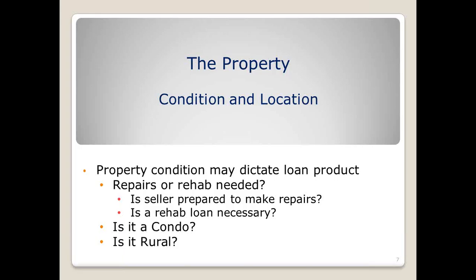Is it rural, meaning is there acreage involved? Because after so many acres, depending on the program, the loan may not be eligible for that financing. And if it's rural, does it have a cistern? In many cases, a cistern is not an acceptable source of water, especially for FHA, without prior approval by the local FHA office, regional office.